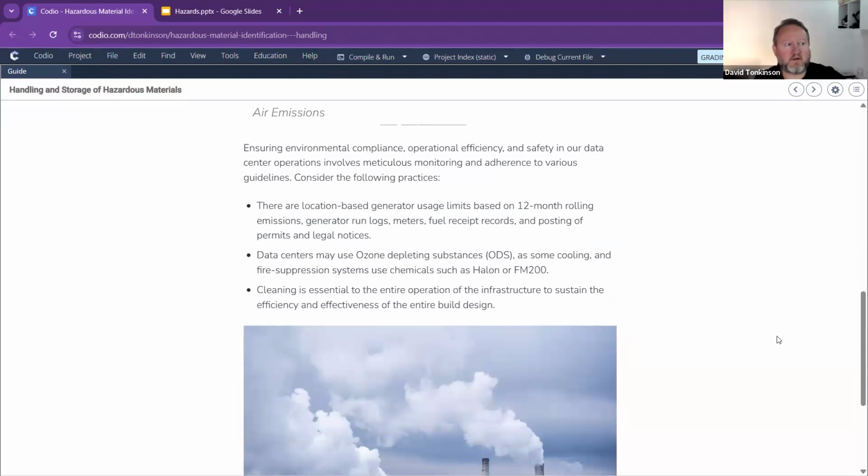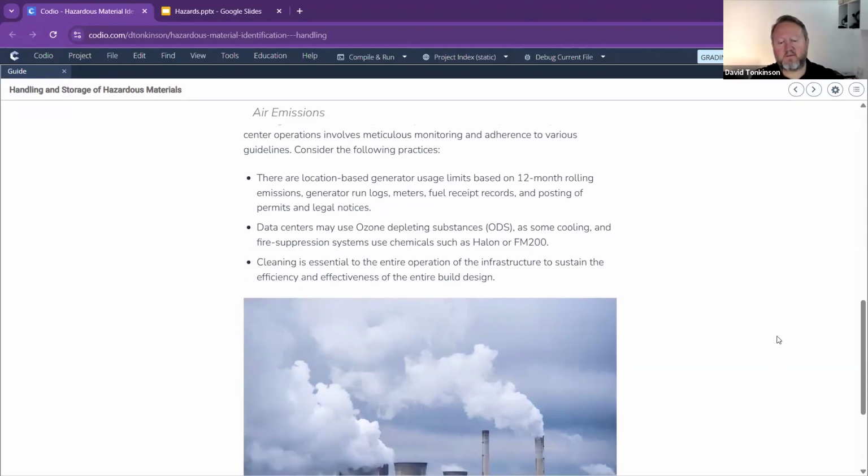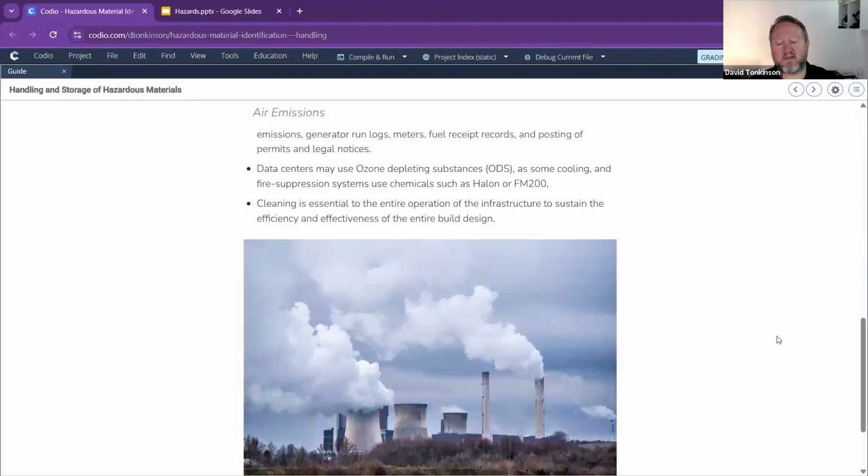We do also need to bear in mind the number of generators that we are potentially running. Generators burn good old-fashioned fossil fuel, our diesels. So we do need to keep a log of how many times we run them and how long they are run for, and that needs to be submitted every 12 months to the relevant authority. And as I said, we also need to be aware of the ozone depleting substances, the ODSs, in some coolant and fire suppression systems, such as halon or the FM200 gases.